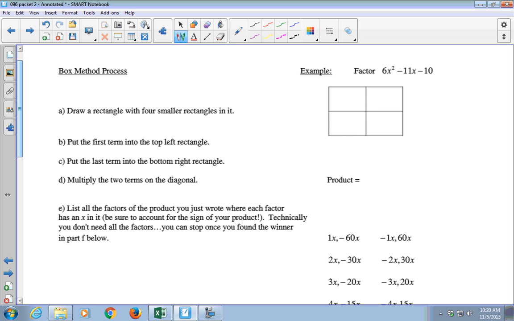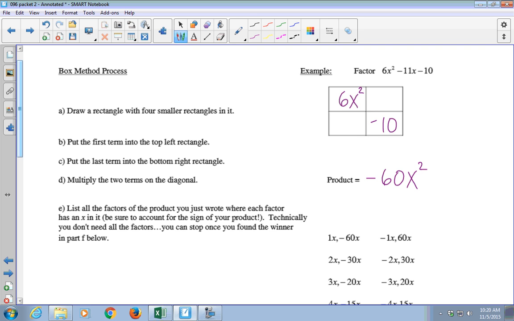First step is to draw a rectangle with 4 smaller rectangles in it. And then you put the first term in the top left, always, and the last term in the bottom right. Then you multiply those two terms together. 6x squared times negative 10 gives you negative 60x squared. Good.